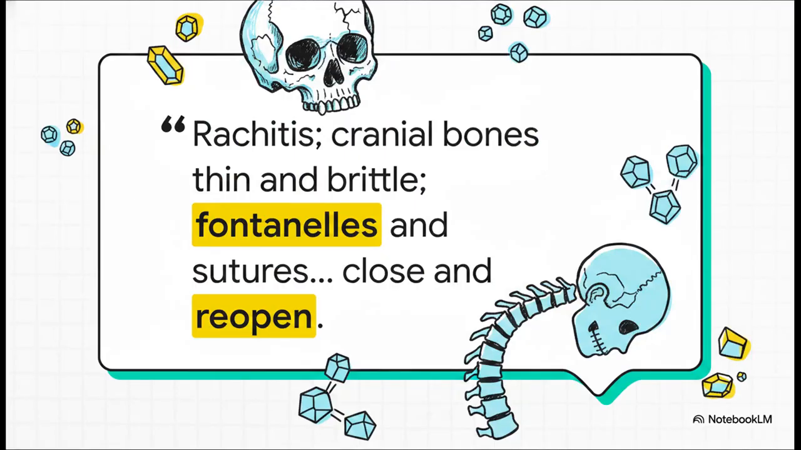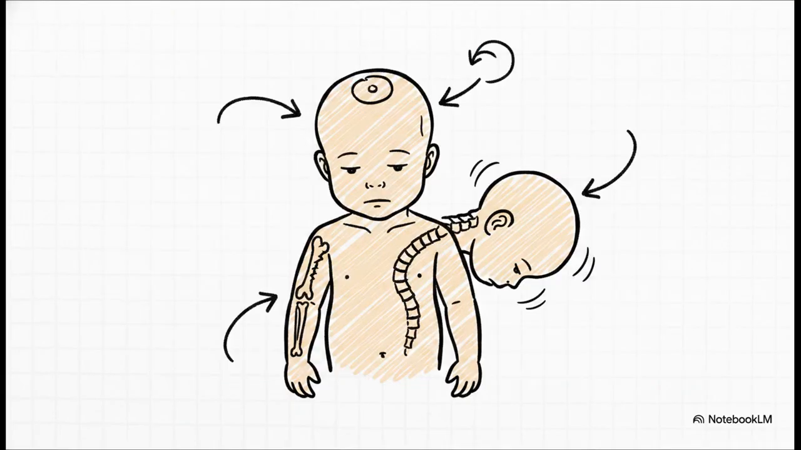The focus here really shifts to bone development. He talks about rachitis, what we call rickets, where the skull bones are thin and brittle. And right here, this is a huge keynote, so pay attention. The fontanelles and sutures either stay open for way too long, or, and this is the really unique part, they close and then reopen. This weakness isn't just in the head. It goes right down to the spine and neck, to the point where they just can't support the body or the head. So let's just break that down because it's so important.